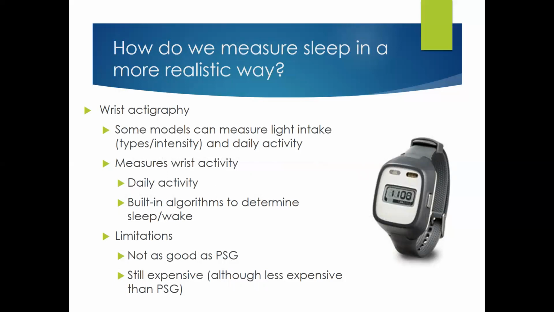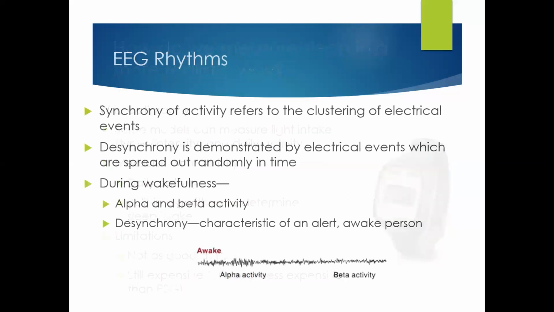Of course, you can always ask people, how much do you sleep? How well do you sleep? We call those subjective accounts, but people tend to not really know very well how well they sleep. We like to measure it in what we refer to as an objective way. So wrist actigraphy and polysomnography are all objective measures of sleep.